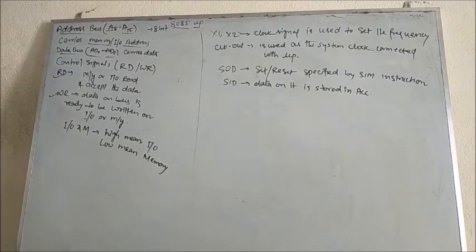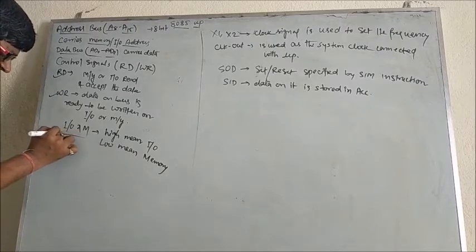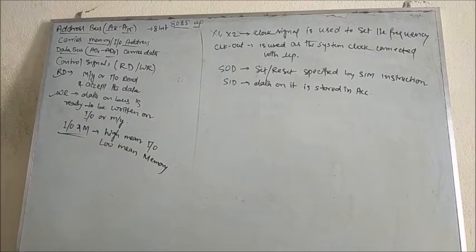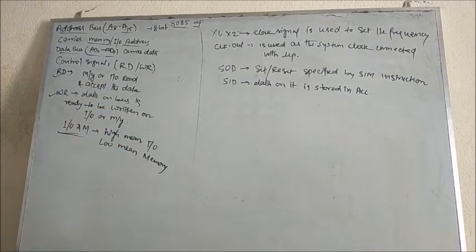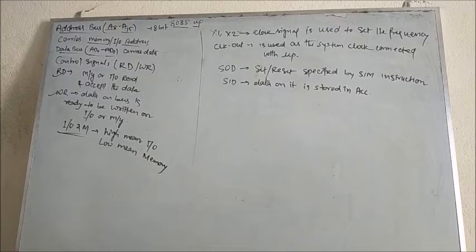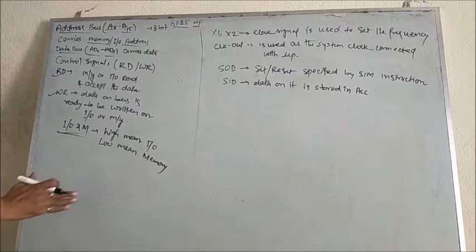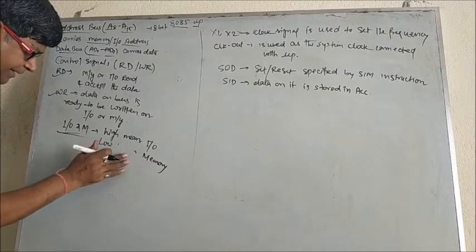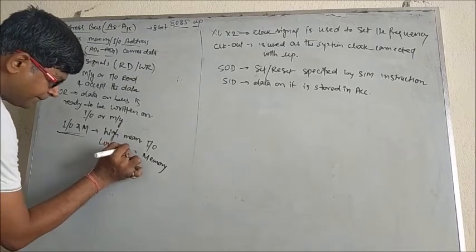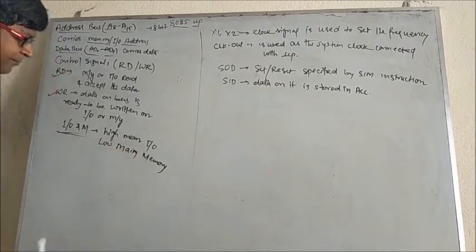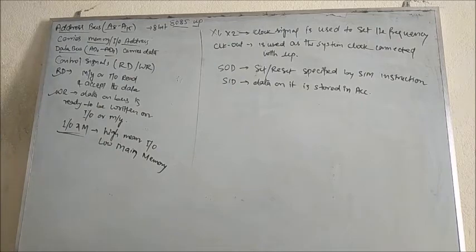Next one is very important, that is IO and memory, right? IO and memory means what? If the signal is high, then it will be your IO operation, right? And if the signal is low, that means it is your main memory operation. Main memory operation, right? Okay, fine.